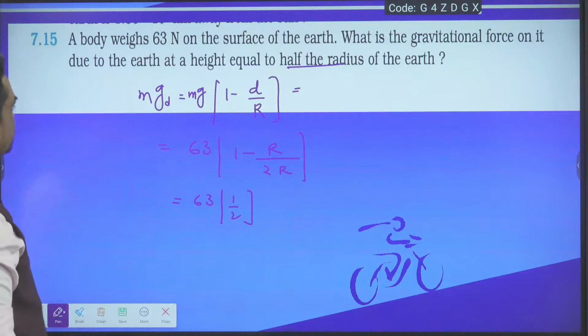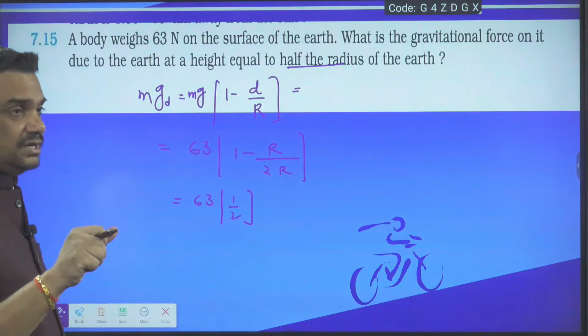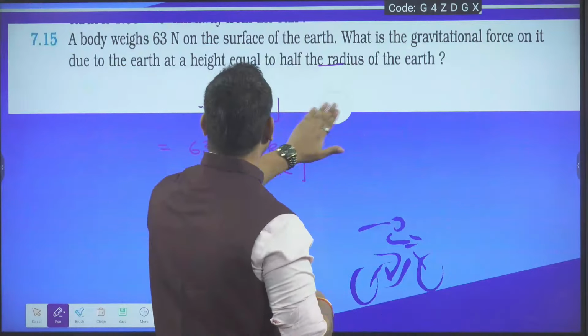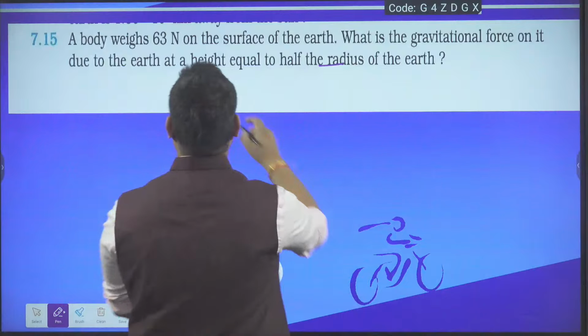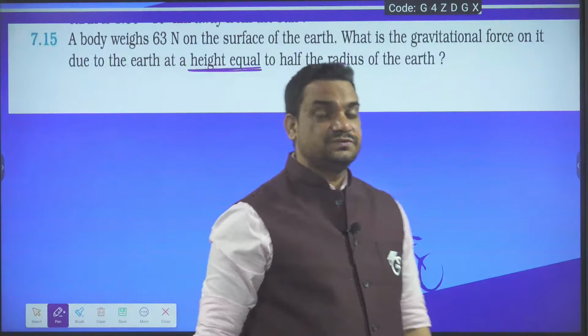Clear? What is the gravitational force on it? Gravitational force on it means they are talking about the weight only at a height. Oh, height is given. Oh, not this, the depth. Okay, this is for depth. Here the height is given. I thought the depth was given. This year the question was asked for the depth.